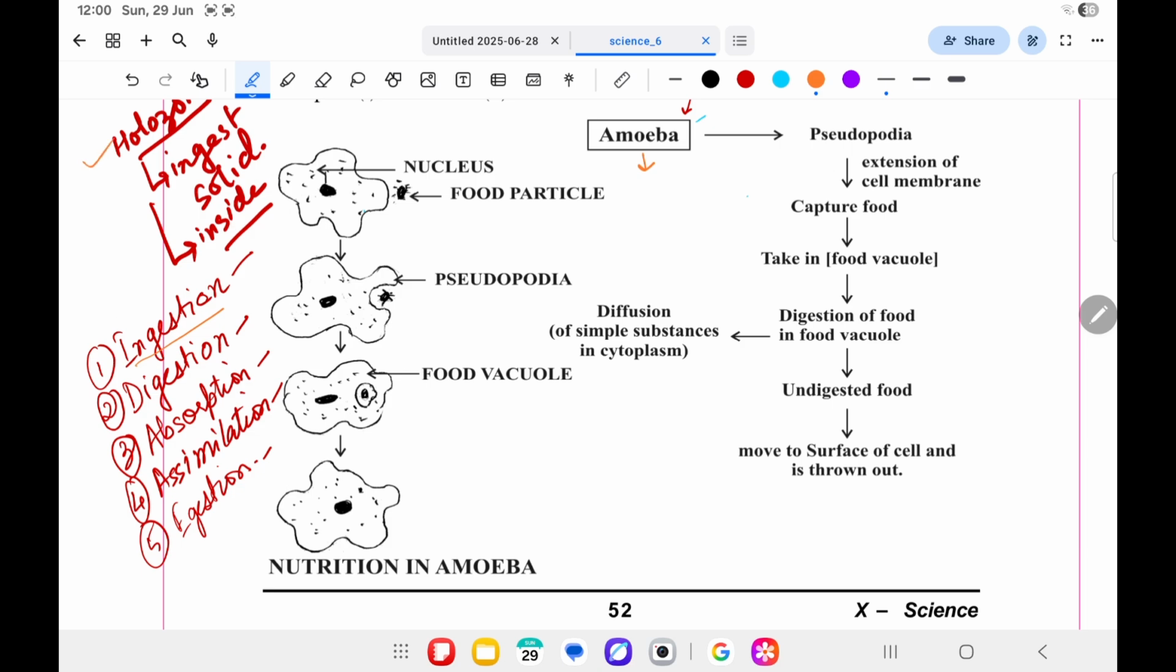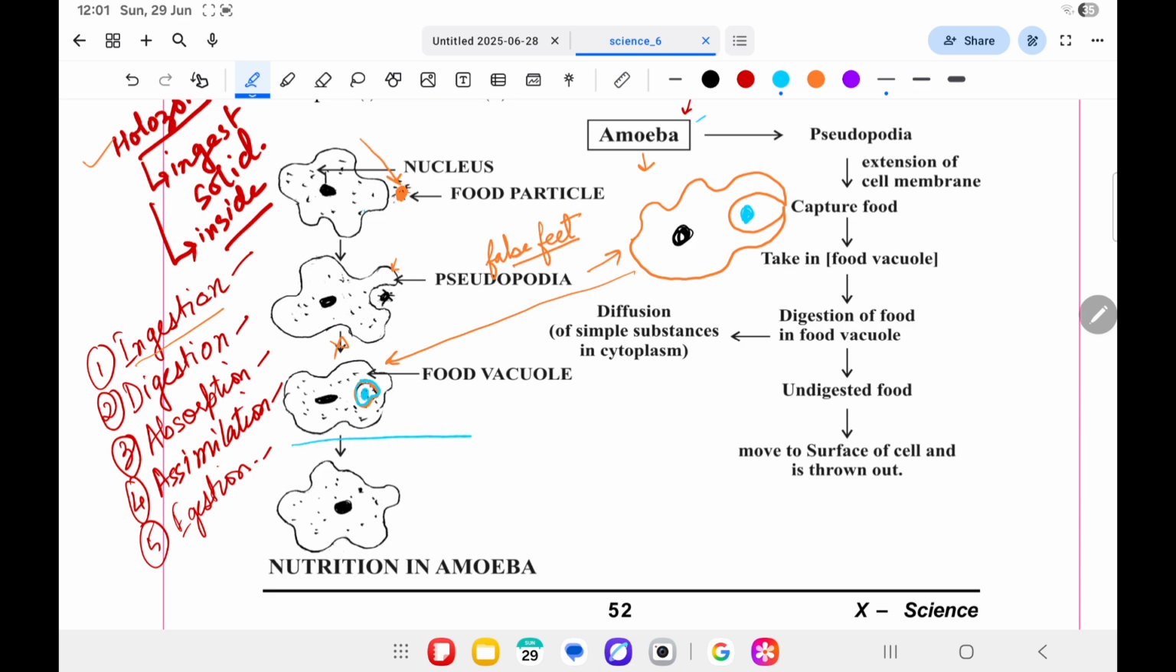First, the ingestion. In ingestion, what happens? Amoeba senses the food particles present outside its body. Then it extends its pseudopodia, also known as false feet. These are nothing but extensions of its cell membrane. Then the amoeba encloses the food particles with the help of its pseudopodia. Then a small structure is formed around the food, that is the food vacuole. Up till here is the process of ingestion.